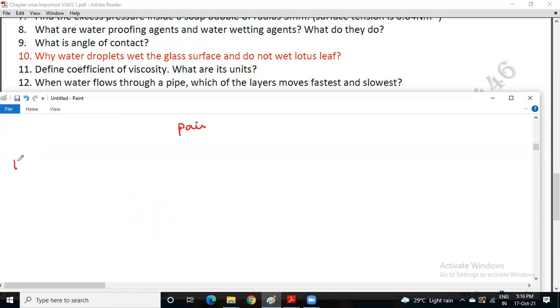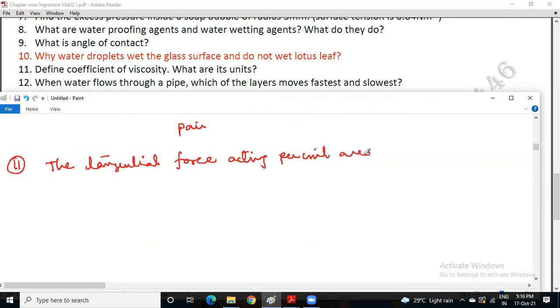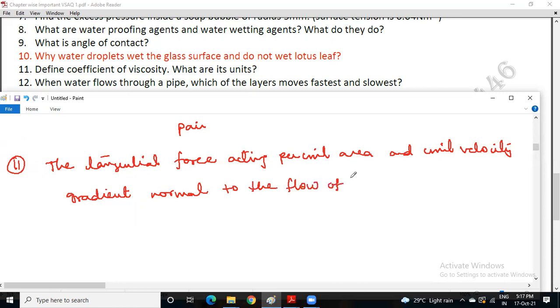Next question, 11th. Define coefficient of viscosity. The tangential force acting per unit area and per unit velocity gradient normal to the flow, normal to the flow of the fluid.